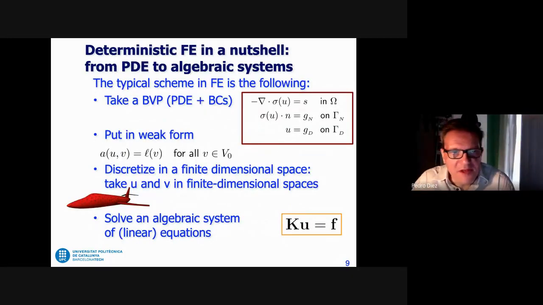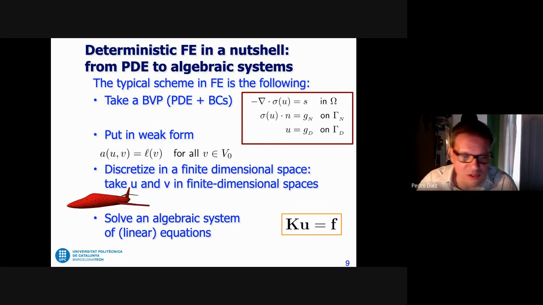Standard or deterministic finite elements consists in solving a differential equation, a PDE, with its boundary conditions, which is also called a boundary value problem. For instance, the standard one, which is the mechanical equilibrium. The idea is that we can write it in the strong form in which we account for second derivatives of the unknown, or also in a weak form, which is typically stated in that way, in which we have to find u such that it fulfills this equation, being a a bilinear form and L a linear operator, for every v.